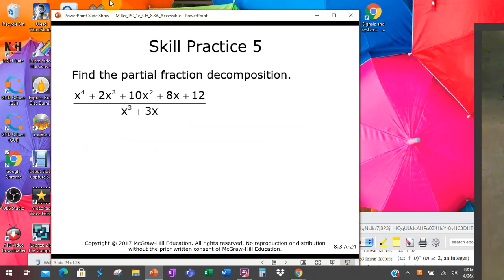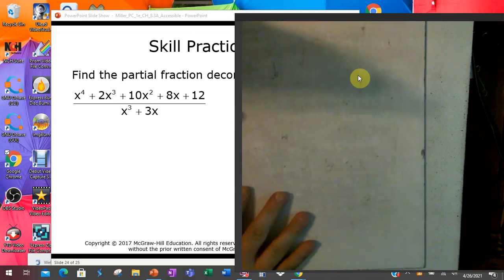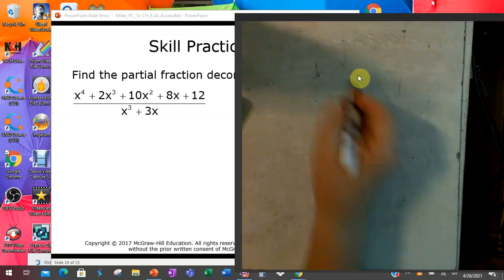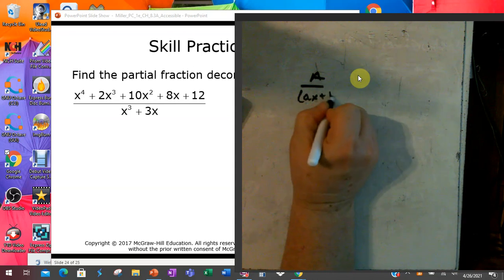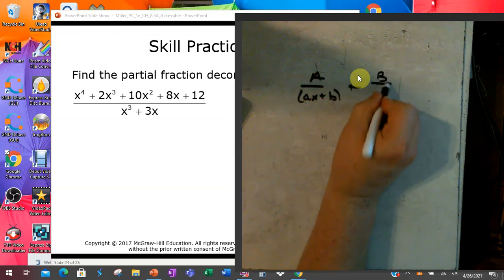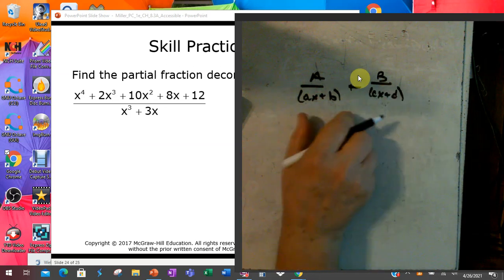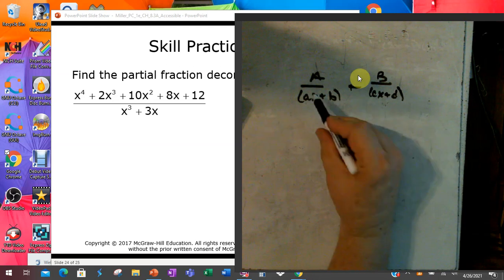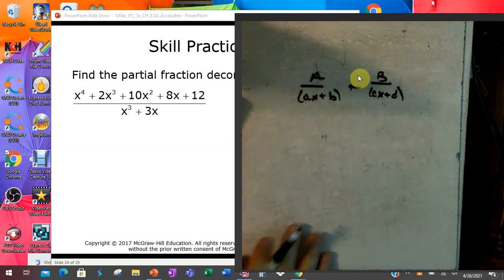Again, we're just focused this time on 2x2 systems of equations, and all of our 2x2s basically look like A over something like this. Here's my first linear factor, here's my second linear factor, and I need a variable over each one of those linear factors.